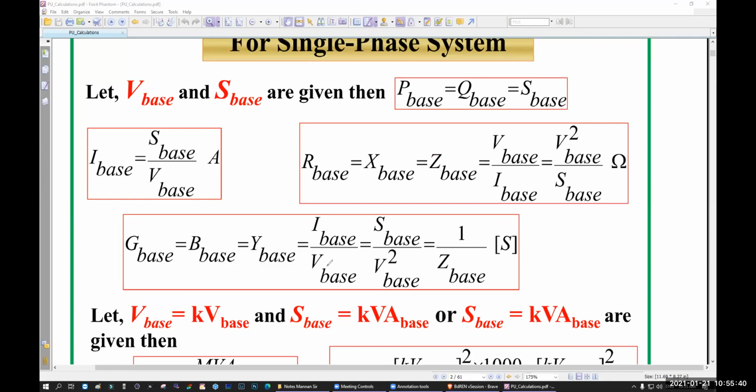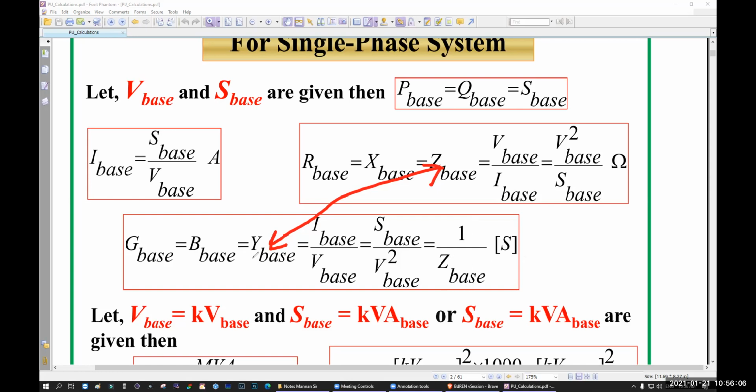How do I know that? Because I told you Z base and Y base are opposite to each other. So if the formula for Z is V by I, this one will be I by V. If this formula is V square by S, this one will be S by V square. It's the opposite, or in other words, you can call it 1 divided by Z.